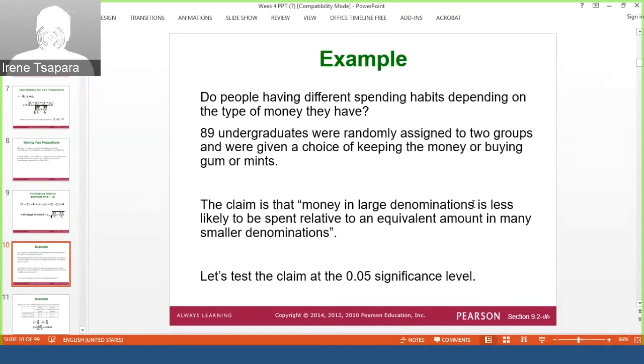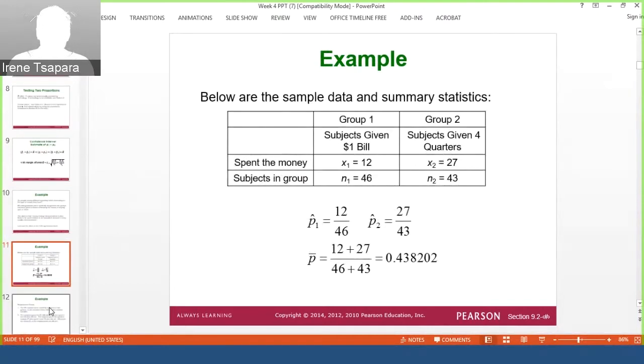What do I have now? I have two groups. I have 89 different undergraduates, and I will divide them into two groups. I don't need to divide them into the same sample size. I can have 20 undergraduates in one group and 69 in the other. So let's see what happens. In the first group, I have 46 undergraduates. In the second group, I have 43.